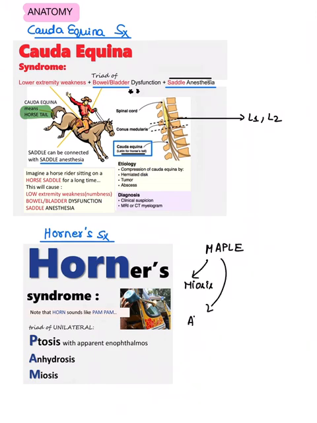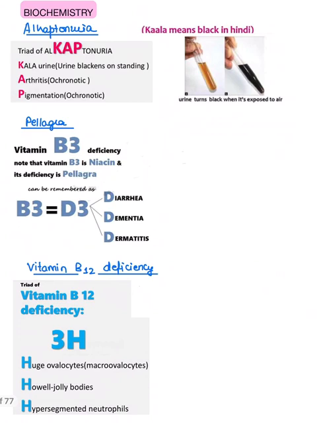A is anhidrosis, that is loss of sweating. Then P is ptosis, that is drooping of the eyelids. Okay, L is loss of ciliospinal reflex. Okay, and E is exophthalmos. Okay, E is enophthalmos, sorry. Now coming on to biochemistry, what all things are important.